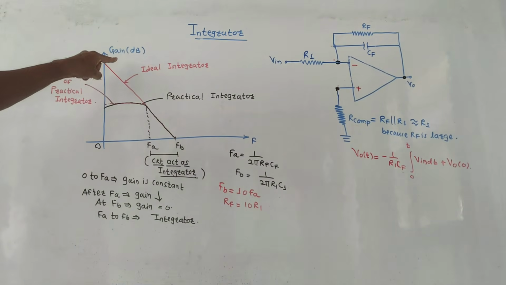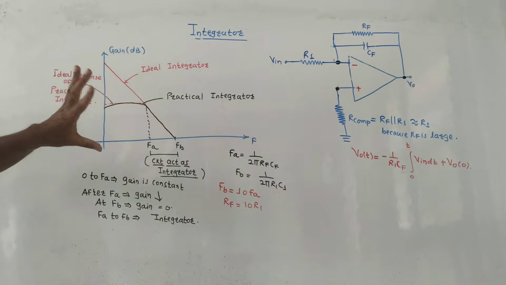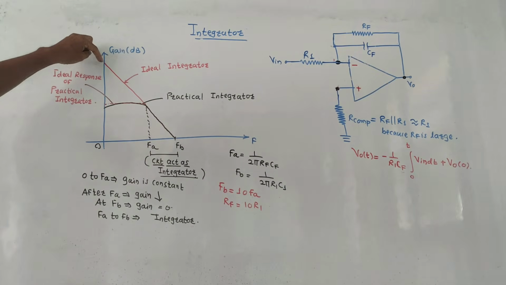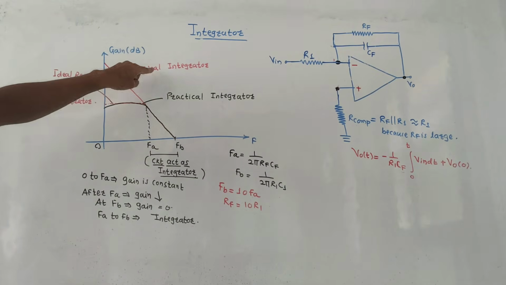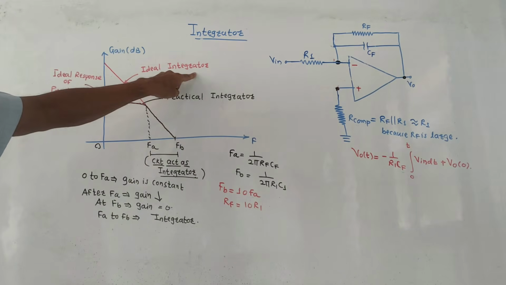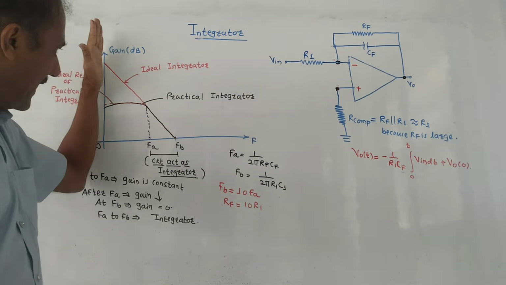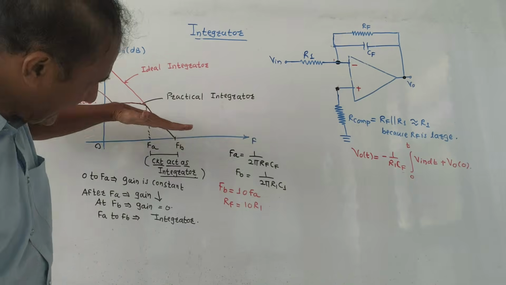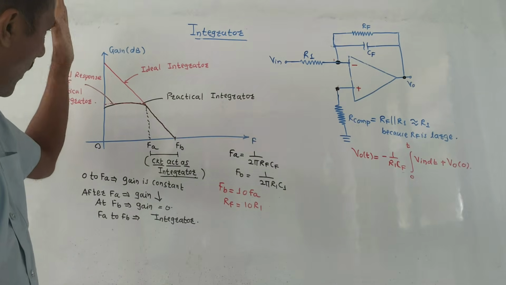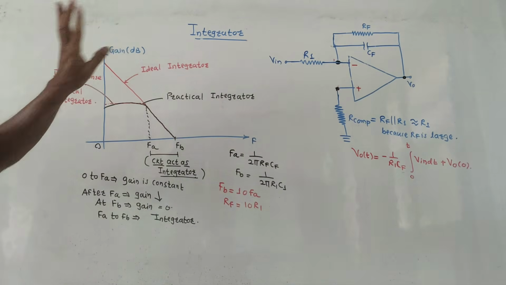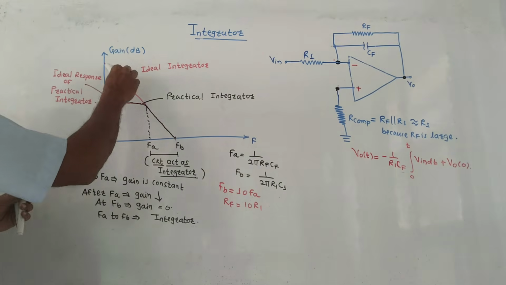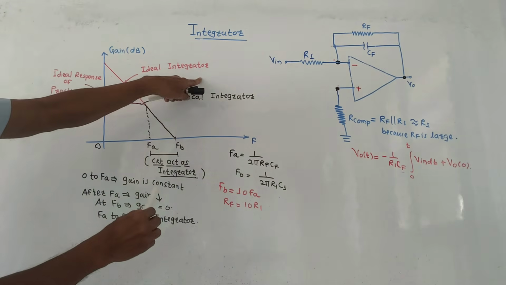This diagram is the frequency response of the integrator. The red diagram I have drawn with red ink is the response of the ideal integrator. This is basically a graph of gain versus frequency. On the X axis frequency is plotted, and on the Y axis is gain. Gain is measured in decibels. So this graph is for the ideal integrator.